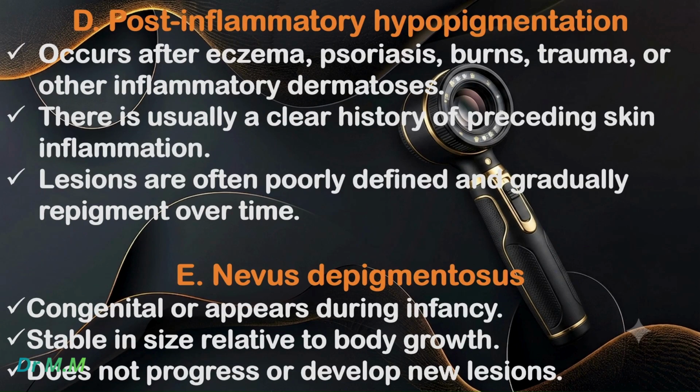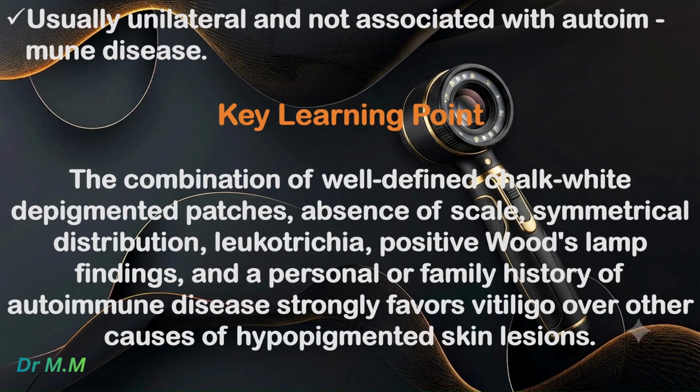D. Post-inflammatory hypopigmentation. Occurs after eczema, psoriasis, burns, trauma, or other inflammatory dermatoses. There is usually a clear history of preceding skin inflammation. Lesions are often poorly defined and gradually repigment over time. E. Nevus depigmentosus. Congenital or appears during infancy. Stable in size relative to body growth. Does not progress or develop new lesions. Usually unilateral and not associated with autoimmune disease. Key learning point: the combination of well-defined chalk-white depigmented patches, absence of scale, symmetrical distribution, leukotrichia, positive Wood's lamp findings, and a personal or family history of autoimmune disease strongly favors vitiligo over other causes of hypopigmented skin lesions.